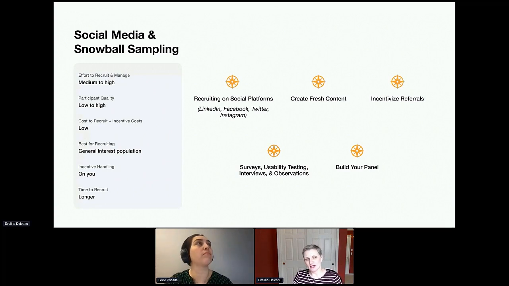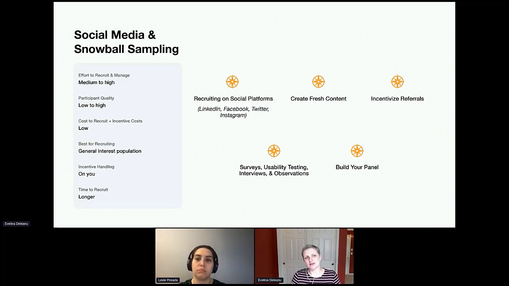Incentive handling, when you are recruiting through social media channels and you're doing snowball sampling, tends to be on you. And the time to recruit tends to be longer because, again, your participant quality is quite varied. So you may need to spend more time weeding through participants that are low quality to ensure that you have a high quality sample that meets your criteria.